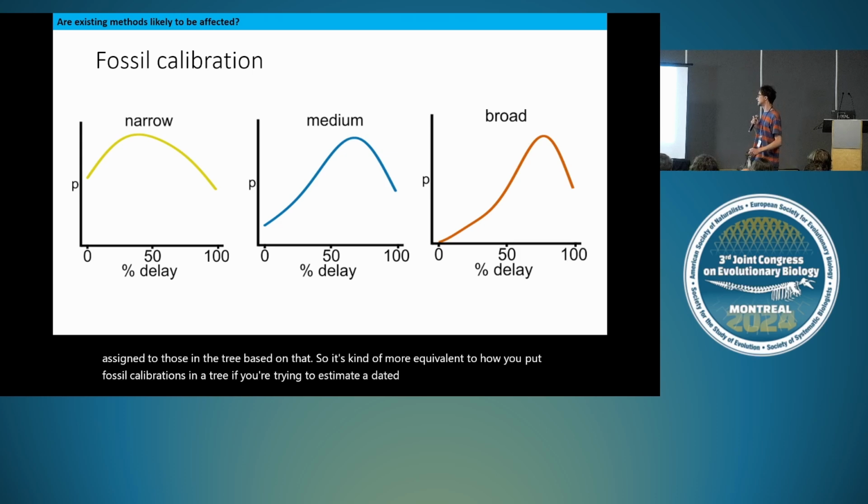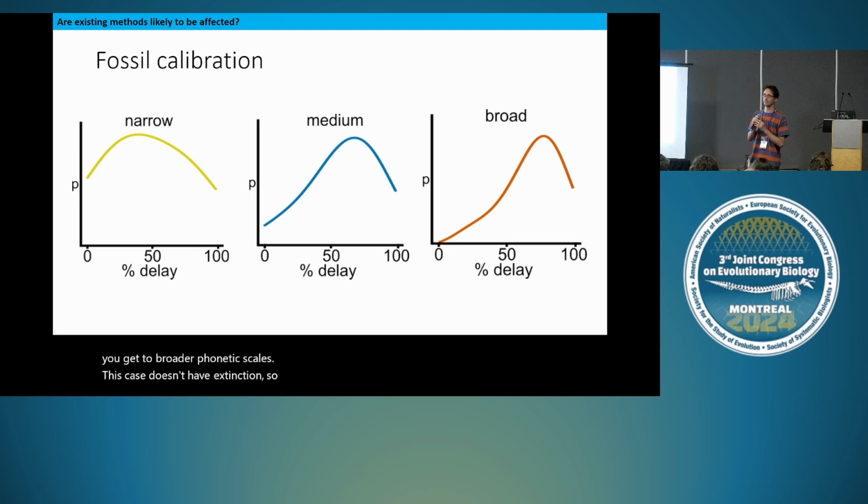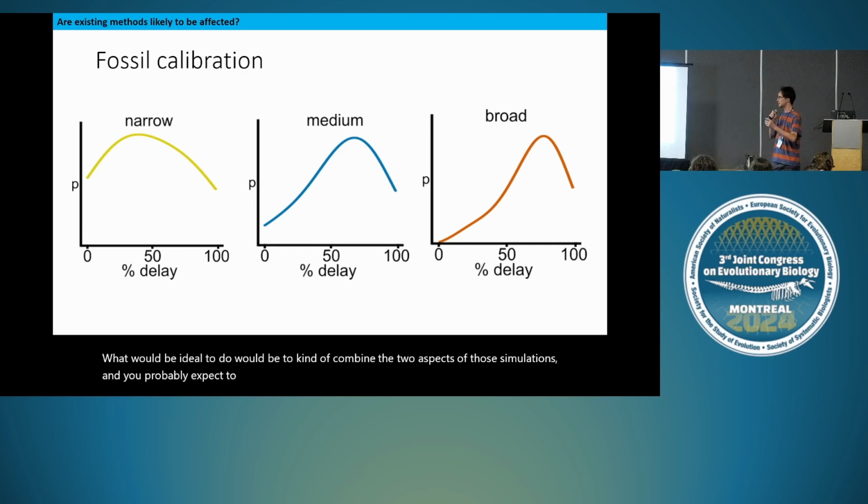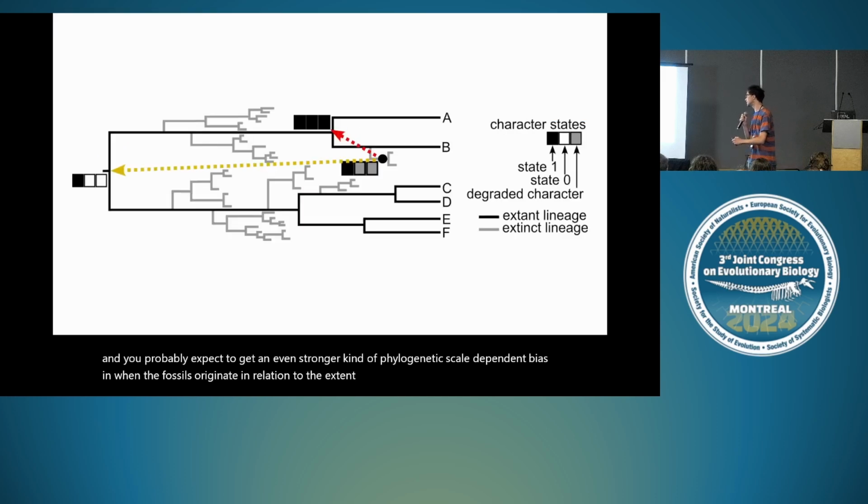And so you can see in this case, basically the delay relative to the age of the clade increases as you get to broader phylogenetic scales. This case doesn't have extinctions, so obviously what would be ideal to do would be to combine the two aspects of those simulations, and you'd probably expect to get an even stronger phylogenetic scale-dependent bias in when the fossils originate in relation to the extant clades. I won't go into that now. I can talk about that if anyone wants to, but there's probably not time.